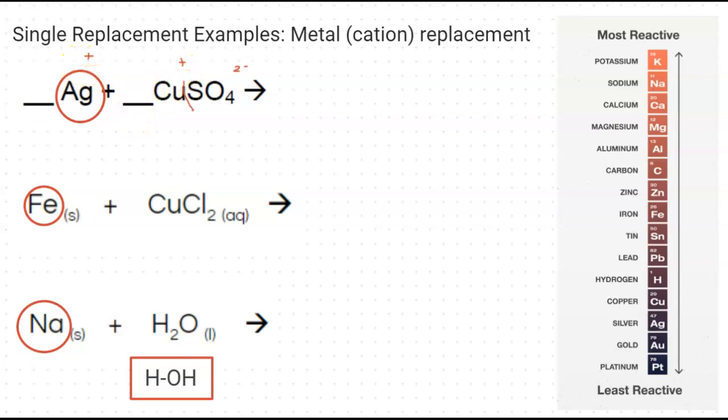So when I come over to my activity series, I find my copper is listed here, and my silver is listed right below him. So silver in this case is the least reactive. The least reactive ends up alone. Well, silver's already alone, right? He doesn't have another ion next to him. So since silver is the least reactive and will end up alone, if he's already starting out alone, we say for these that no reaction happens, no RXN, because no reaction will happen.